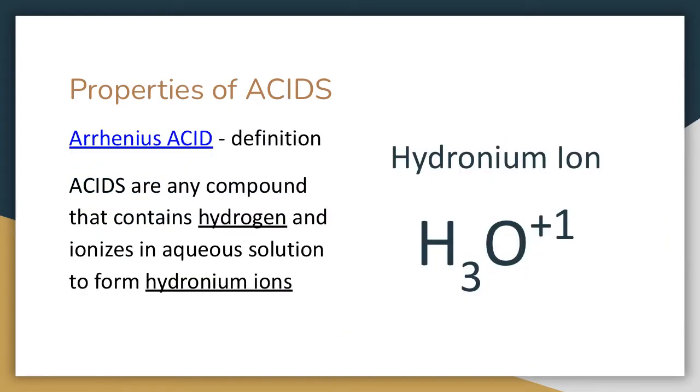Sometimes acids are going to be referred to as Arrhenius acids. So what the heck does an Arrhenius acid mean? Well, this means that an Arrhenius acid is any acid or any compound that contains hydrogen, so remember, most of the time acids are going to start with hydrogen, and ionize in aqueous solutions to form hydronium ions.